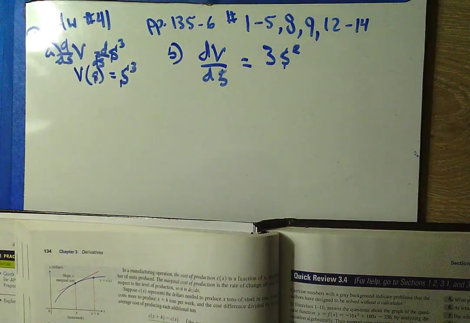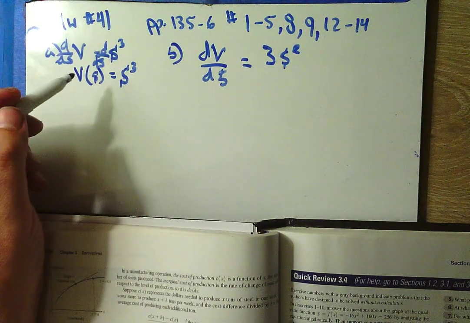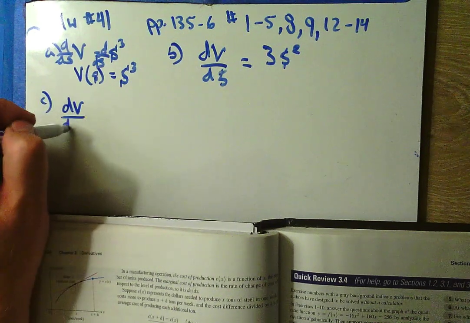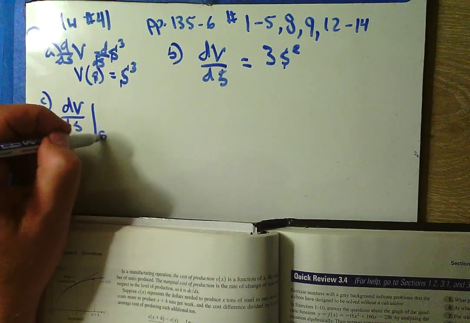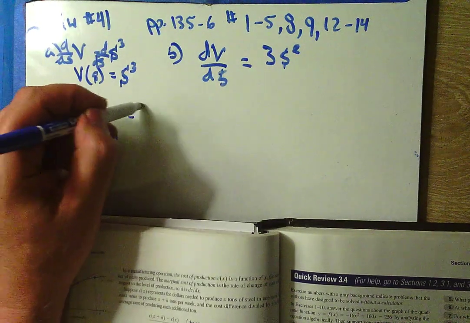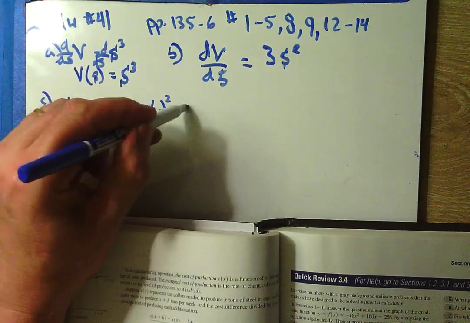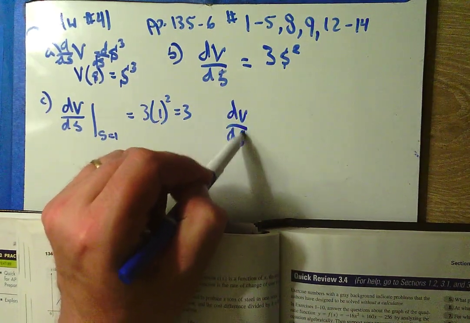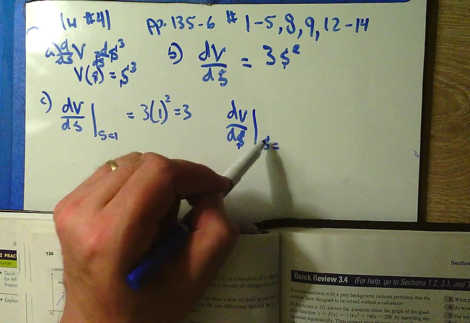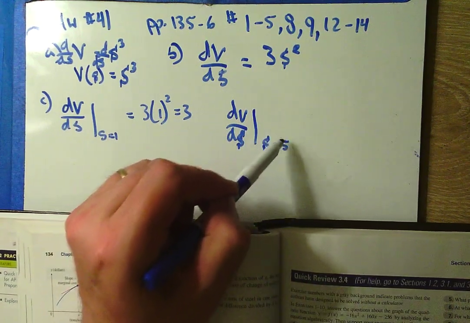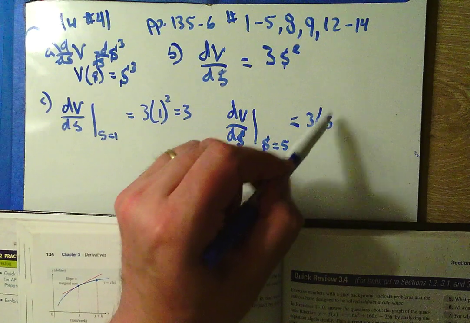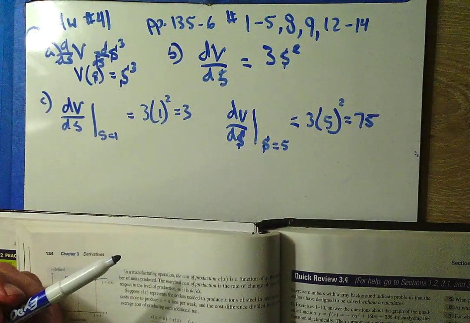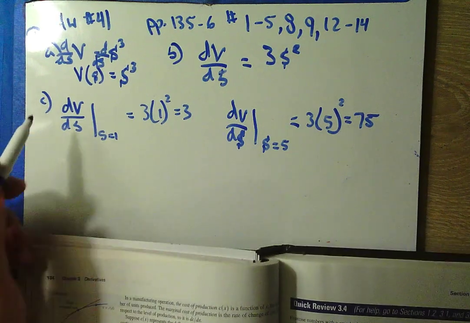Then it says evaluate the rate of change in V at s equals 1 and s equals 5. So for part C, we're looking for dV/ds when s equals 1. So that'll be 3 times 1 squared, or 3. And we want to know dV/ds when s equals 5. And so that's going to be 3 times 5 squared, or 75. I don't have any units in this problem, so I can't put any units on my answers, so stop worrying about that.